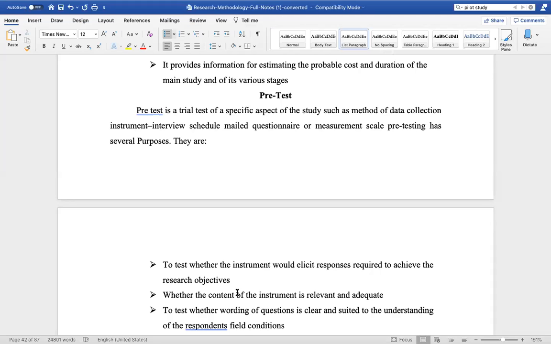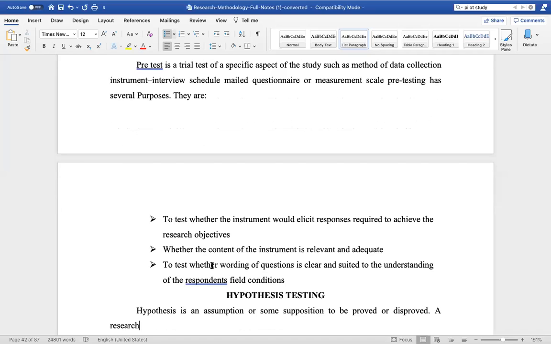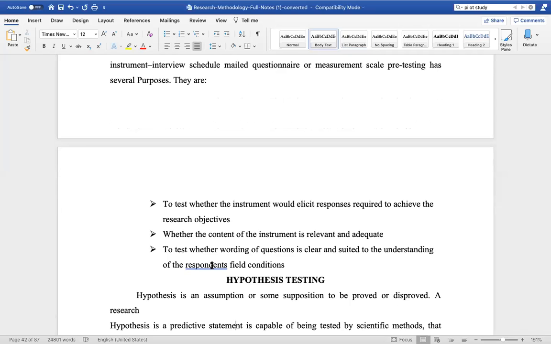So I'm going to test. Now, along with that, I'm also going to test how adequate the instrument is, in the sense, will all the questions pertaining to a particular aspect be asked or not, right? Have I asked everything related to their income, to their quality of life, etc., right? So that I can understand what I will get as response, and will my research objective be fulfilled. And is the content of the instrument relevant?